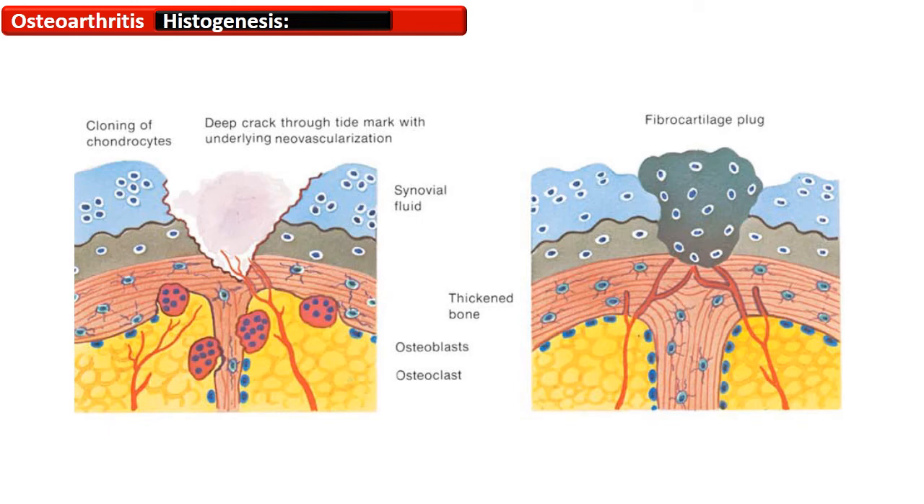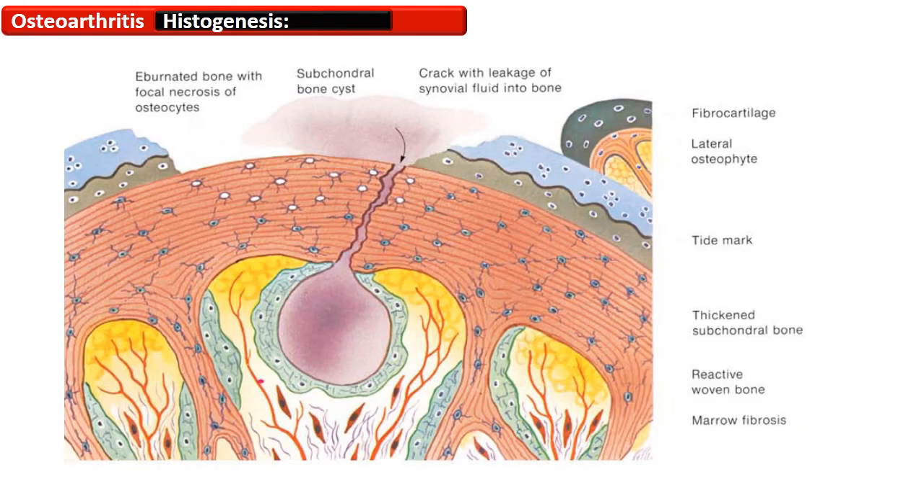when there is vascularization of this area? There is accumulation or infiltration by the mesenchymal cells, and these mesenchymal cells then differentiate into a fibrocartilage plug. The fibrocartilage is mechanically unstable, so it disappears progressively, and the underlying bone is exposed, and this underlying bone is thickened and eburnated. If there is any crack in the bone, there is leakage of synovial fluid, which initiates the formation of subchondral bone cysts.